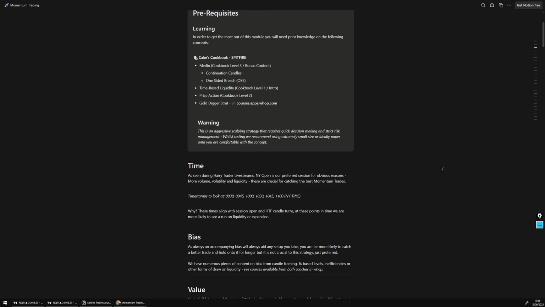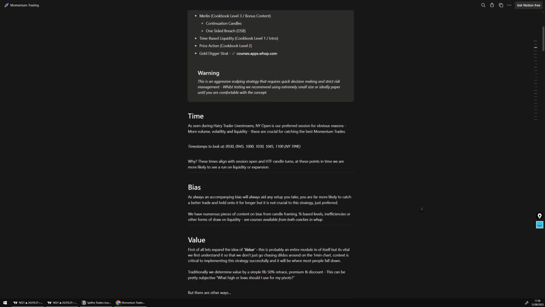Okay, so bias, as always, an accompanying bias will aid you in any setup you take. You are far more likely to catch a better trade and hold on to it for longer, but it is not crucial to this strategy. It's just preferred. We have numerous pieces of content on bias, from candle framing, percentage-based levels, inefficiencies, and other forms of draw on liquidity. So you can go and find them throughout the various courses and modules in WOP.